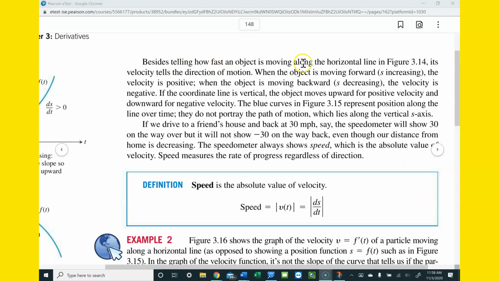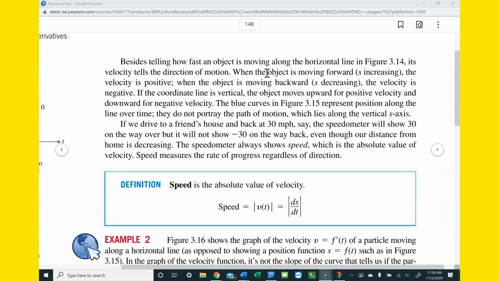Right, besides telling how fast an object is moving along a horizontal line, its velocity tells the direction of motion also. So velocity is a vector, meaning it needs two numbers to tell what it is, not just a size or a magnitude, but it also needs a direction. Velocity can be positive or negative depending on which direction you're going. When the object is moving forward, in other words, s, or the position, is increasing, the velocity is positive.